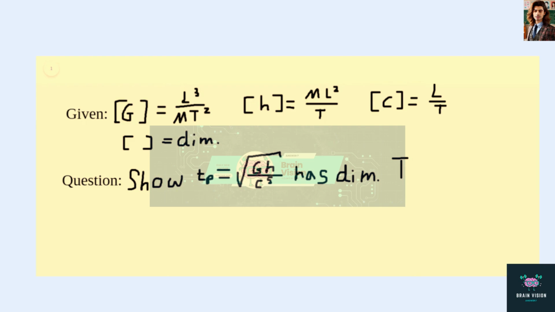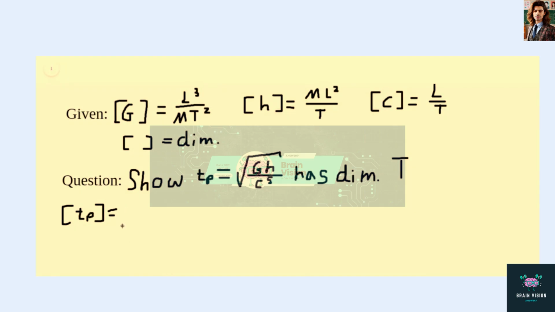So I wrote here what we were given. I used brackets to represent the dimensions of the quantity. So if I put a bracket around the quantity, what I'm writing is the dimensions of that quantity. The dimensions of capital G, which is the gravitational constant, are length to the third divided by mass, which is capital M, times time squared. The dimensions of H are mass times length squared divided by time. And the dimensions of the speed of light, C, are length divided by time. So then the question says, show that T sub P has dimensions of time.